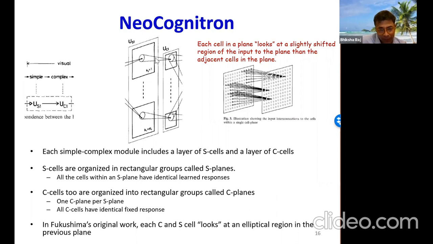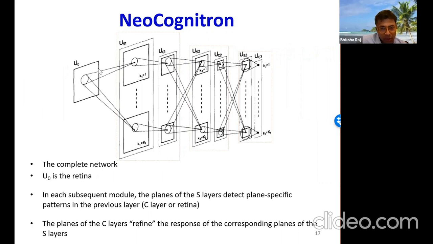So here's a full depiction of the model. At the input, U0 is the retina. Now each cell in each of the S-planes in the first layer looks at an elliptical region of the input to compute its response. Each cell of the first C-plane in the first layer computes its response from an elliptical region of the corresponding S-plane. Now in subsequent layers, each S-plane cell looks simultaneously at identical elliptical regions of all of the C-planes in the previous layer. And then within the C-plane of that layer, each cell looks at a small elliptical region, but only within the corresponding S-plane.